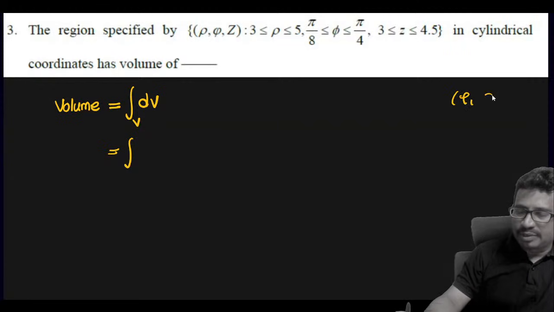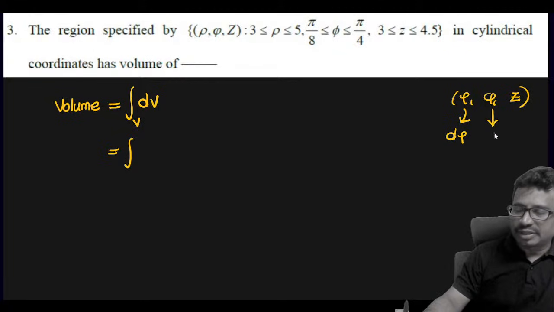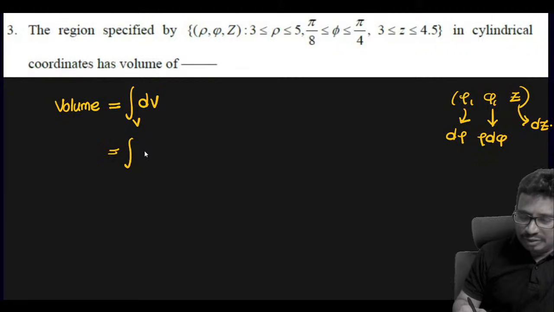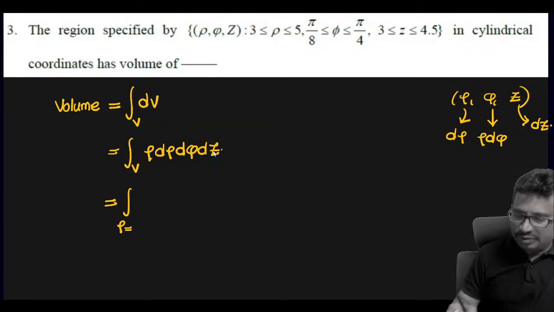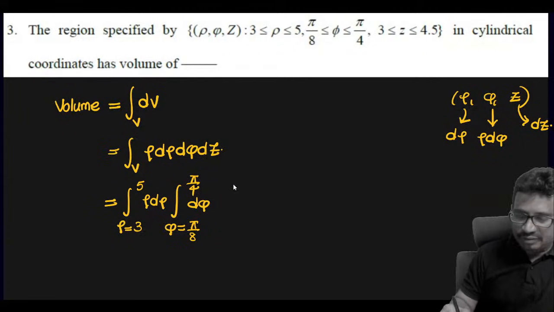So we have rho, phi, z. The change in length along the rho direction is d rho, along the phi direction is rho d phi, along the z direction is dz. So the volume integral of rho d rho d phi dz. Now the rho limits are 3 to 5 into rho d rho, the phi limits are pi by 8 to pi by 4 into d phi, and the z limits are 3 to 4.5 into dz.